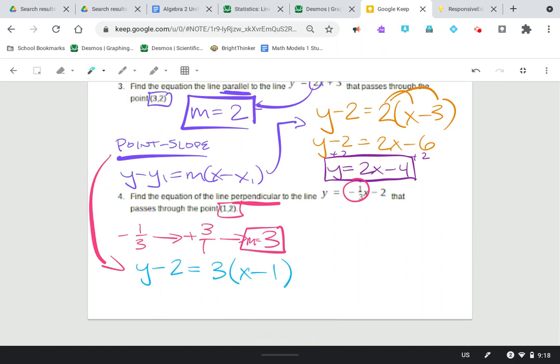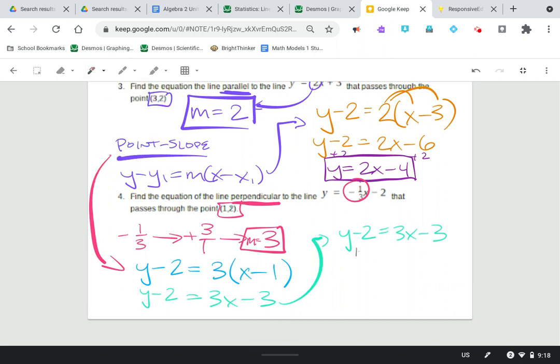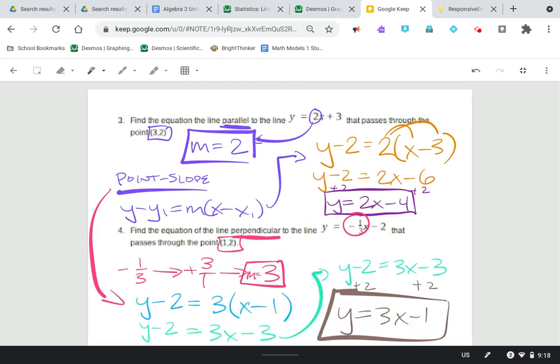So we'll go through y minus 2 equals 3x minus 3. Let's bring that up here. And then we're going to add 2 to both sides, giving me y equals 3x minus 1. And then that's the end of that problem. So just notice when it's parallel, use the same slope. When it's perpendicular, you need to do the opposite and the reciprocal, which is what I did right there.